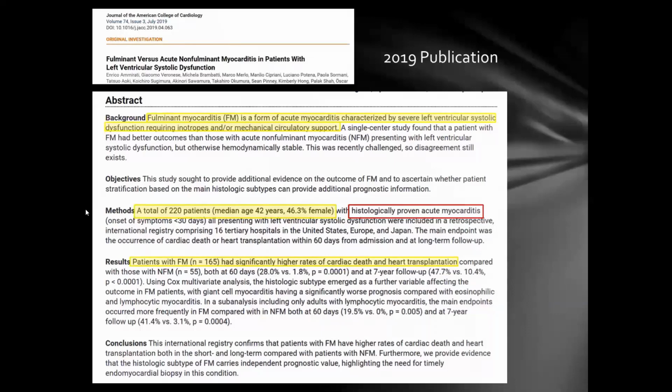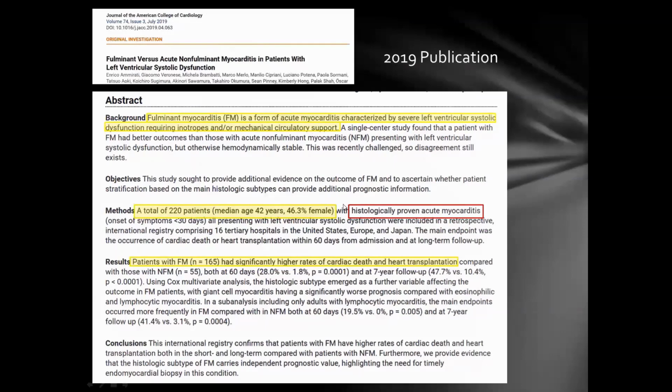So last year, there was a publication in JACC, and here they're looking at the same question because there were some opinions that varied. So they're saying fulminant versus acute non-fulminant myocarditis in patients with left ventricular systolic dysfunction. And their definition, fulminant myocarditis is a form of acute myocarditis characterized by severe left ventricular dysfunction, which requires inotropes or mechanical circulatory support. So this is this acute admission person with these rapid onset symptoms and LV failure.